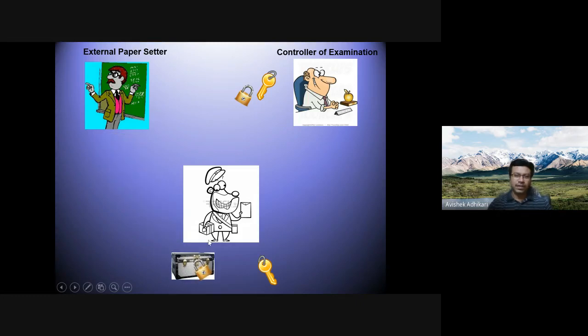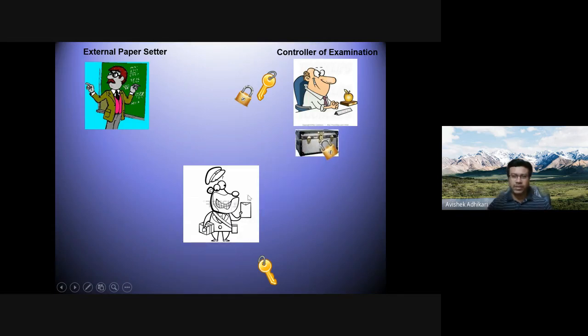Now note that this key is with the attacker. Because this lock and key was initially given by the controller of examination, he can now unlock this to see the question paper. You can understand that he can see the question paper, he can modify it, he can sell it, whatever he wants he can do, and then he can again put the question paper in and send it to the controller of examination.